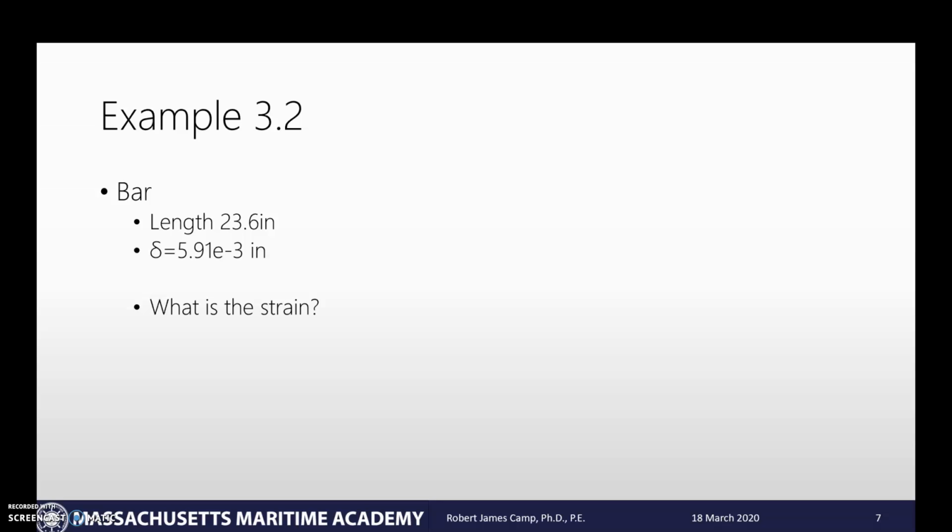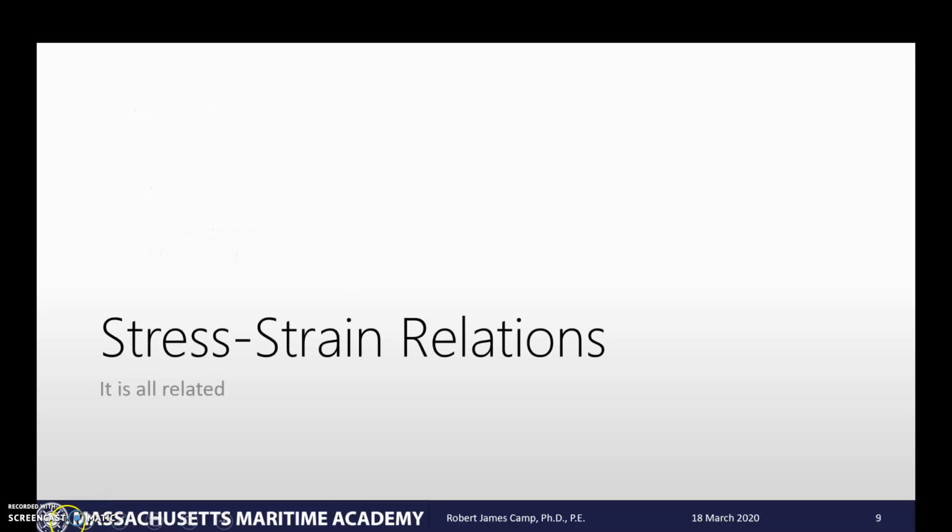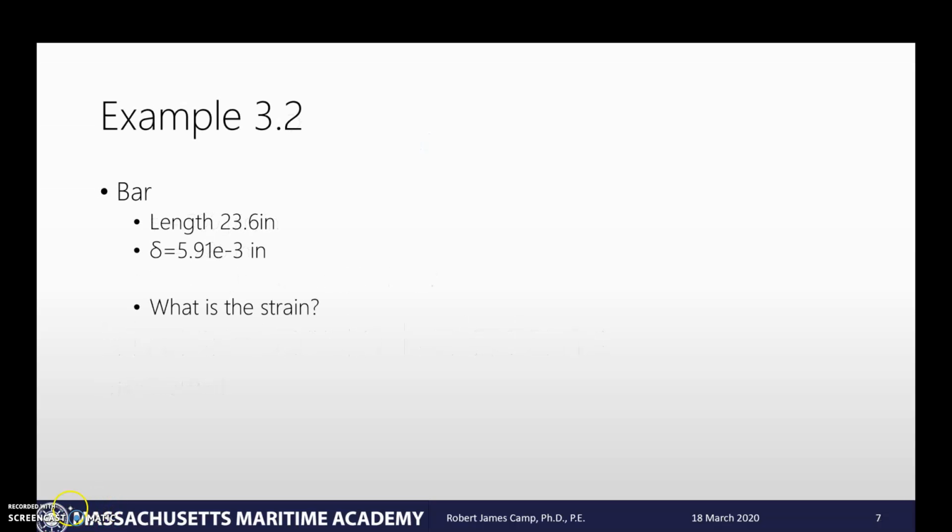So let's look at a 23.6 inch bar that deforms 5.91 times 10 to the negative third inches. What's the strain? So we take a look at this and remember our strain. Starting to get ahead of ourselves here. Our strain is defined by the deformation divided by the length.